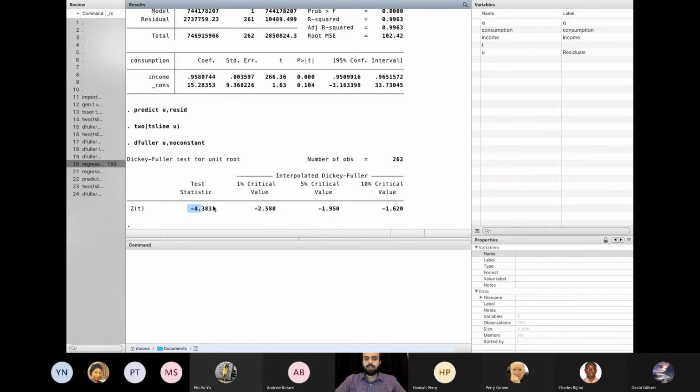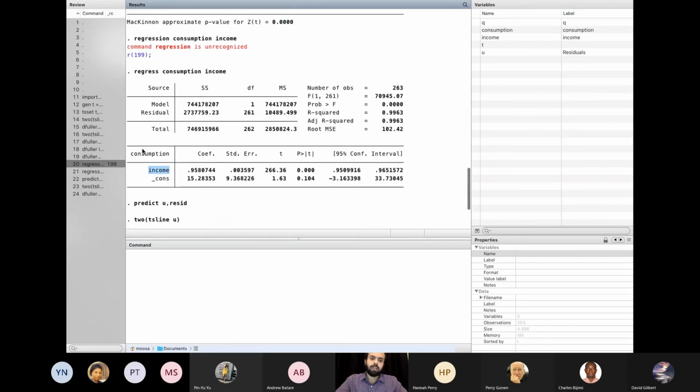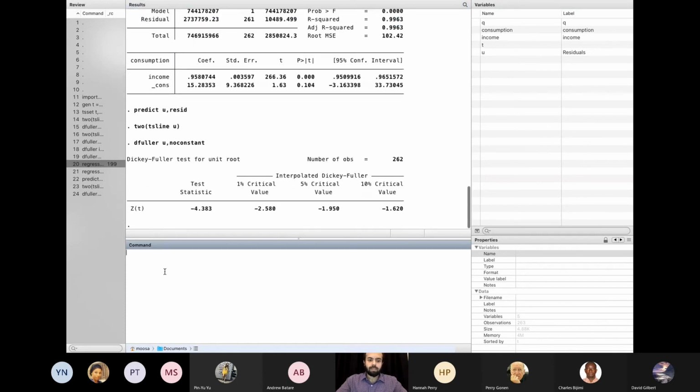And what we will get is that this statistic actually crosses that critical value as well, that 5% critical value, which explains that this series is stationary. Hence, we have co-integration between income and consumption. Since we have co-integration between income and consumption, we can regress the same consumption on income, and we can also introduce the lagged value of our error term, which will be our error correcting component in the model.